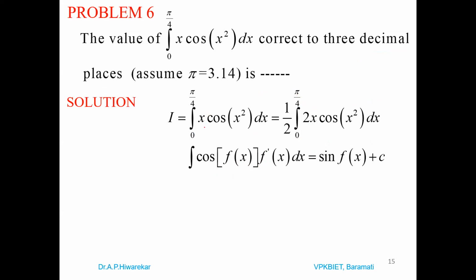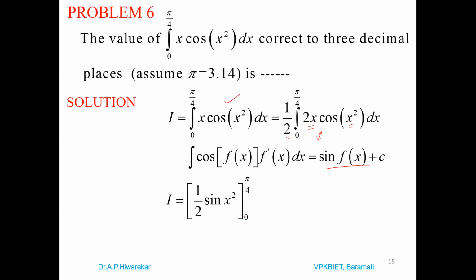So that formula you can apply here, which I have already given at the beginning. So the given integral is this. You adjust it in this particular form because we know that the derivative of x square is 2x. So multiply by 2, divide by 2. So it is 1 by 2 and it fits this particular formula. Apply this. So the answer is sine of f(x) and f(x) is x square here. So I is equal to 1 by 2 sine of x square, and limits are from 0 to pi by 4.